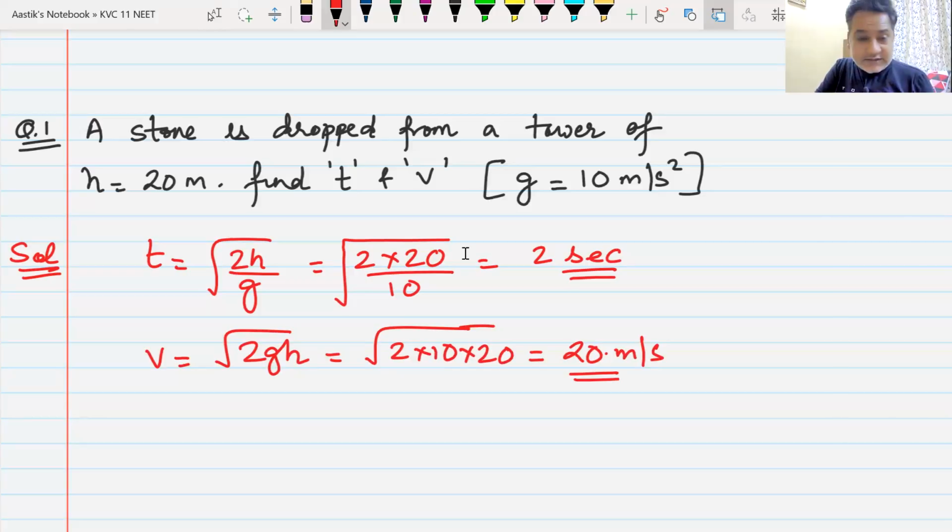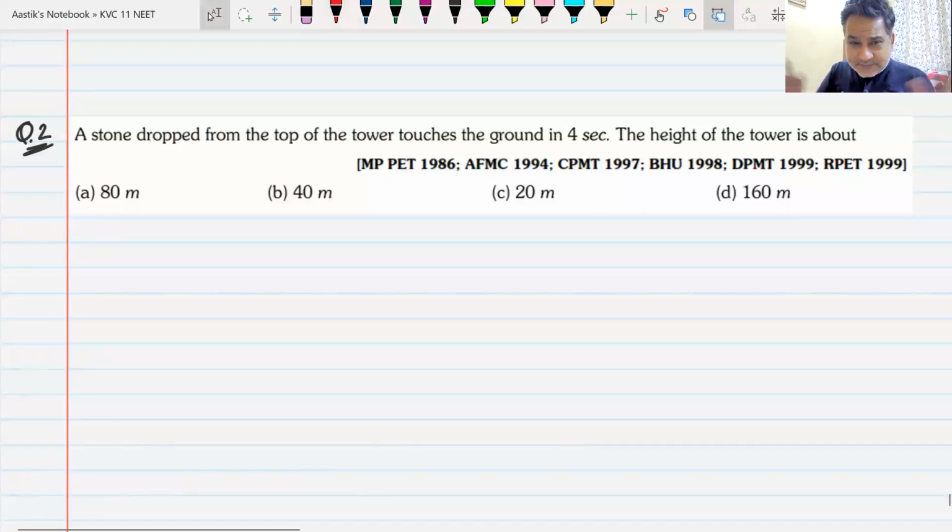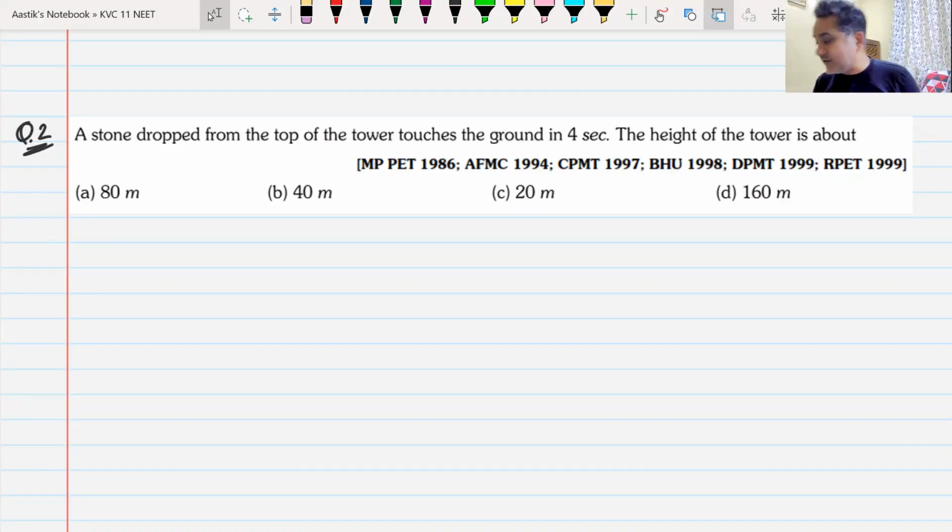This is the next question. It has come multiple time in multiple exams. This is your turn to do it on your part. A stone is dropped from the top of a tower. It touches the ground in 4 seconds. What is the height of the tower? I'll give you 2 minutes to solve it.